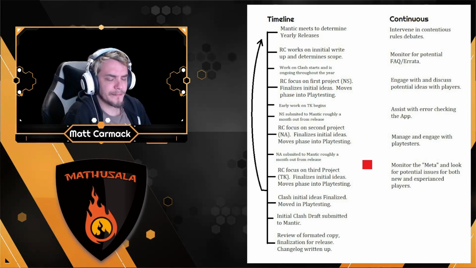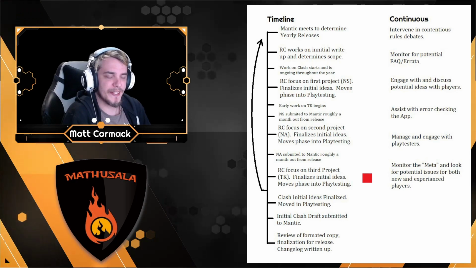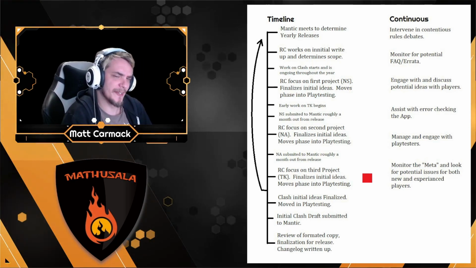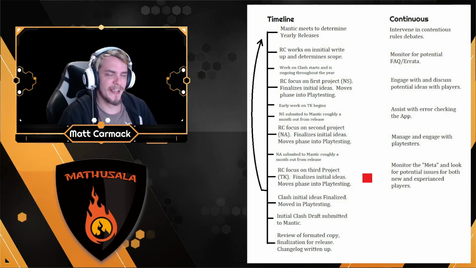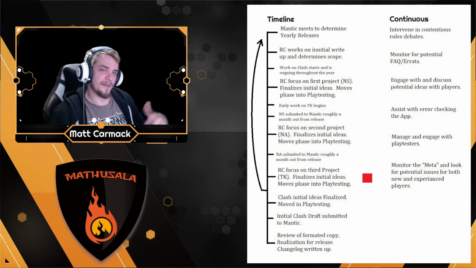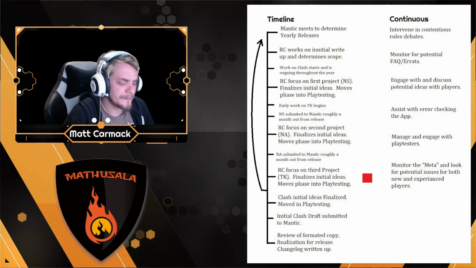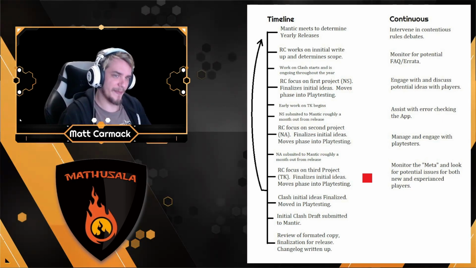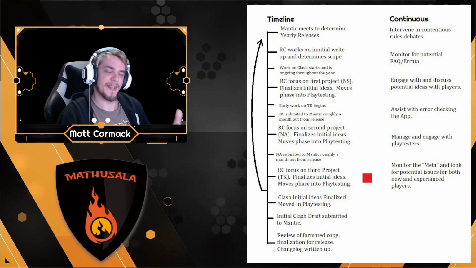And then finally we finalized and got the TK list into playtesting, where it remained until we finalized the Clash changes. And when I say finalized, I mean finalized to get them into playtesting as opposed to the final version of everything. But we finalized things for playtesting, submitted all that to playtesters, and that's where they've been since.